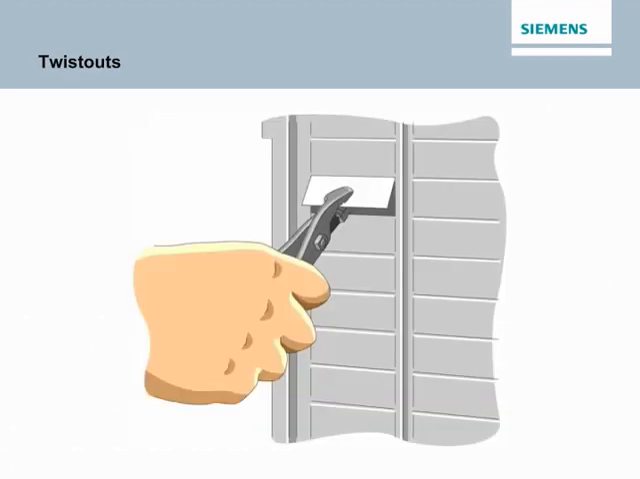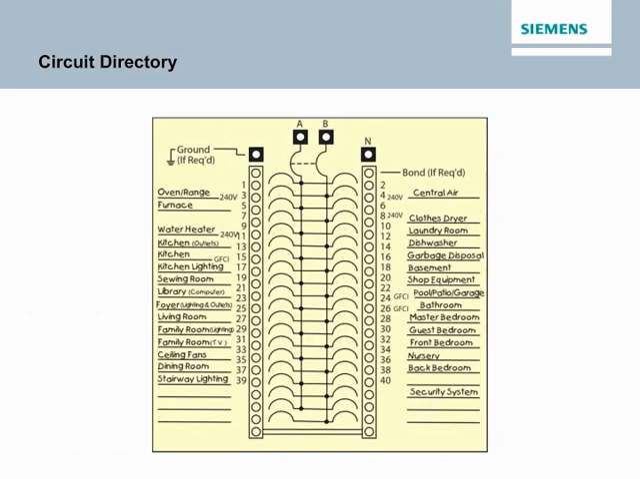The upper pan contains twist outs that cover spaces not filled by a circuit breaker. Twist outs can be removed by twisting them up and down with pliers. All unused openings in the upper pan must be filled with a filler plate. A circuit directory on the door, similar to the one shown here, provides space for listing the services protected by each branch circuit breaker.